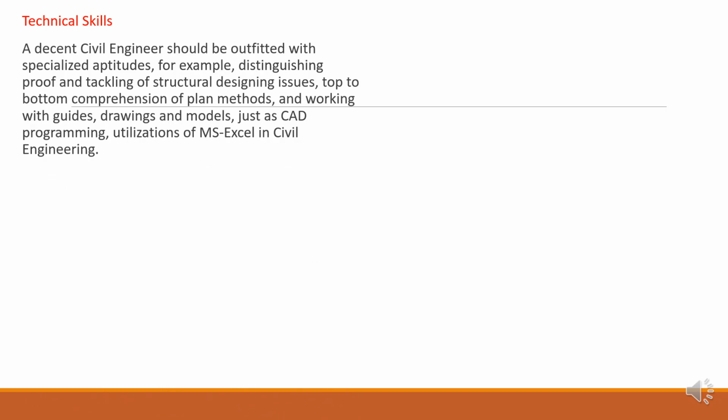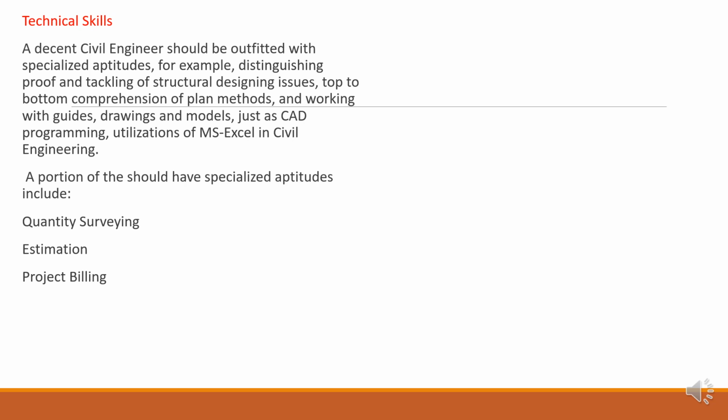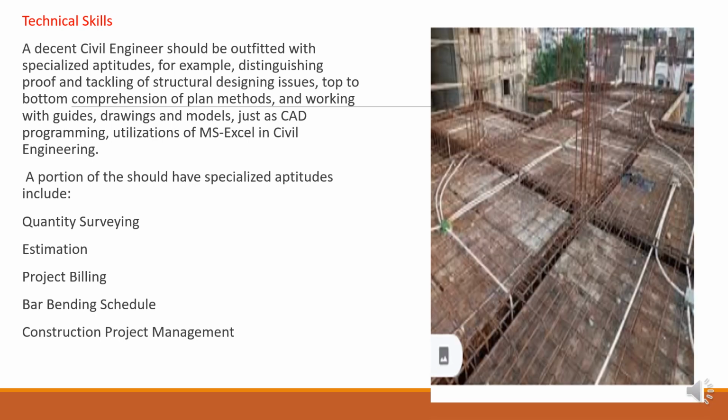Technical skills. A decent civil engineer should be outfitted with specialized aptitudes. For example, identification and solving of structural engineering issues, in-depth comprehension of design methods and working with maps, drawings and models, as well as CAD software, and use of MS Excel in civil engineering, etc. Some of the must-have specialist aptitudes include quantity surveying, estimation, project billing, bar bending schedule, construction project management. Okay, this is one of the images of how to develop your technical skills.